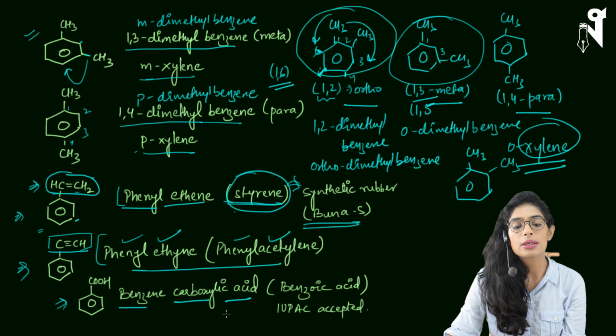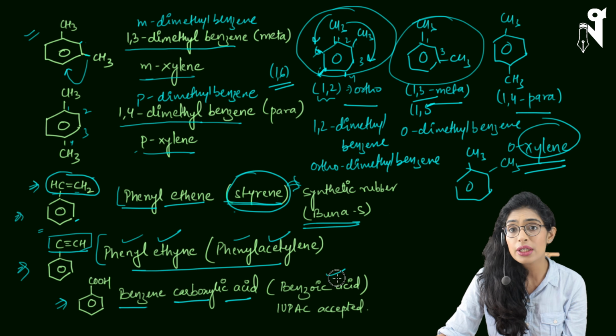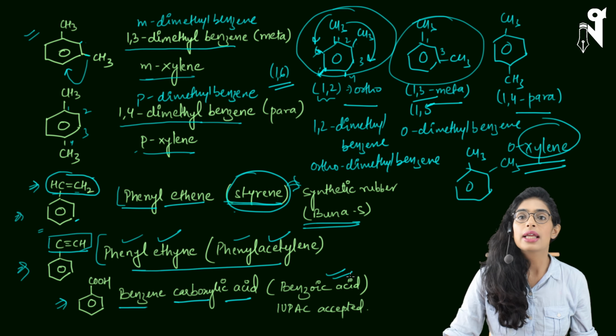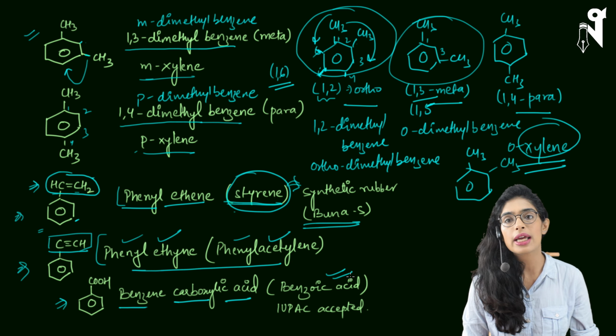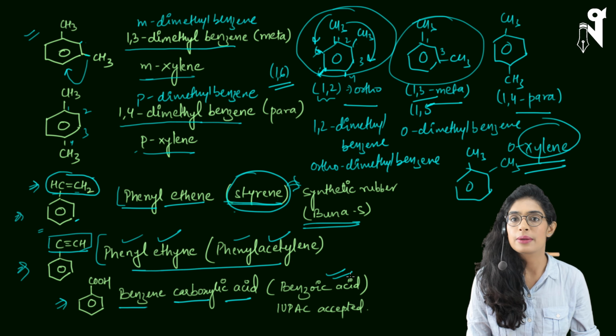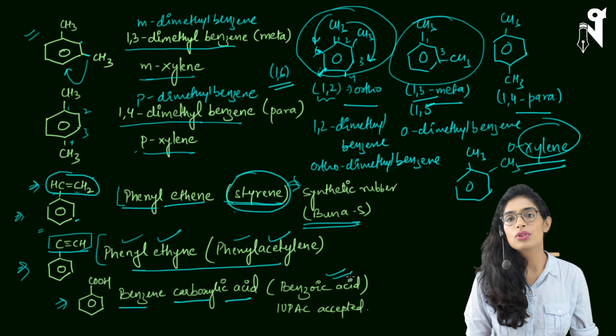We have another name for this compound, that is benzoic acid, which is more widely used, and it is IUPAC accepted. That means in IUPAC you can write it as benzene carboxylic acid, or you can write it as benzoic acid. Both are IUPAC names. Okay, now let's move to the next few compounds.